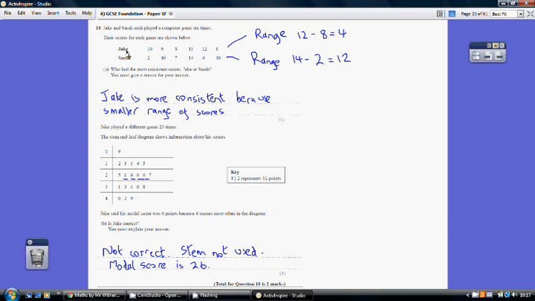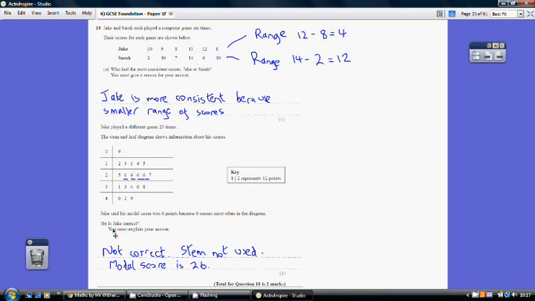Now with Jake's range is 12 being the biggest, take away 8, which is 4. Whereas Sarah's range is 14 take away 2, which is 12. So Sarah's all over the place with her scores, sometimes really low, sometimes very high, whereas Jake is more consistent, sort of in the middle. So Jake is more consistent because he has a smaller range of scores.